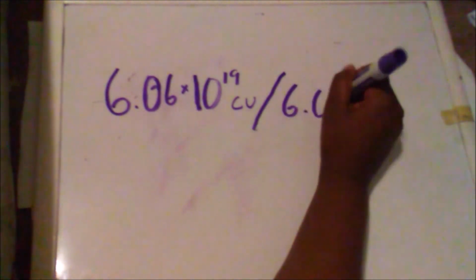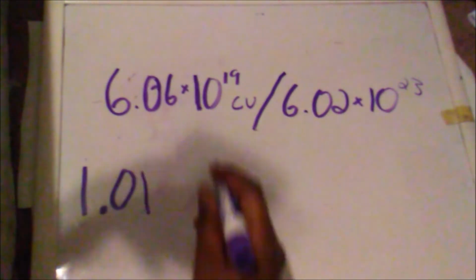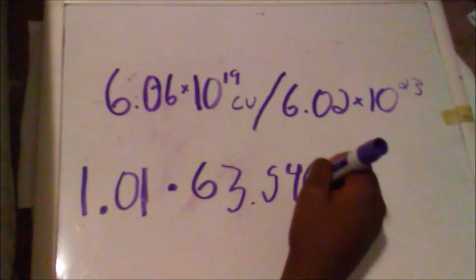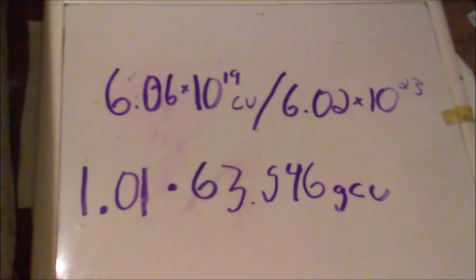Yep. Now we can start talking about what AJ was talking about. Would you like to set this one up, AJ? Yeah, sure. So, you start out with 6.06 times 10 to the 19th atoms of copper. To find the number of grams, you first divide by Avogadro's number, then multiply by the mass of copper. It's that easy? It's that easy.